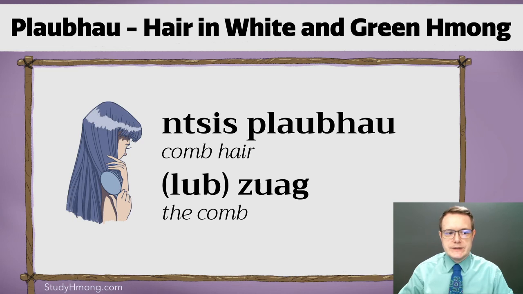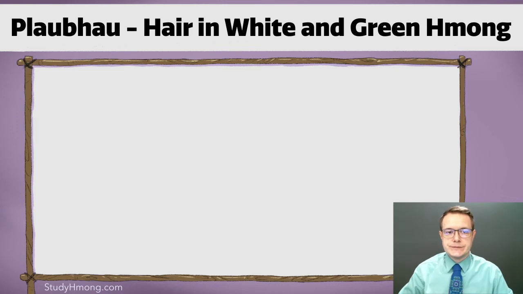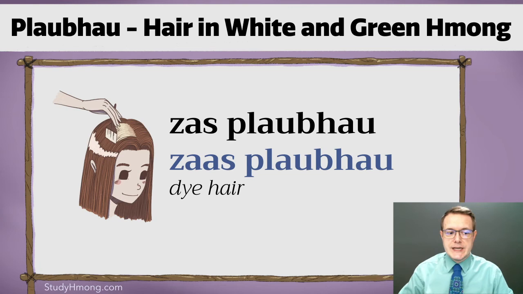To comb your hair, you could say Nji Plaubhau. And for the comb that you would use, you would say Lu Zhua. To dye your hair, we say Ja Plaubhau in white Hmong, and in green Hmong we say Zhang Plaubhau. Sometimes other words like loan words are used from Thai, Laotian, or English, but the Hmong, we would use Ja Plaubhau.